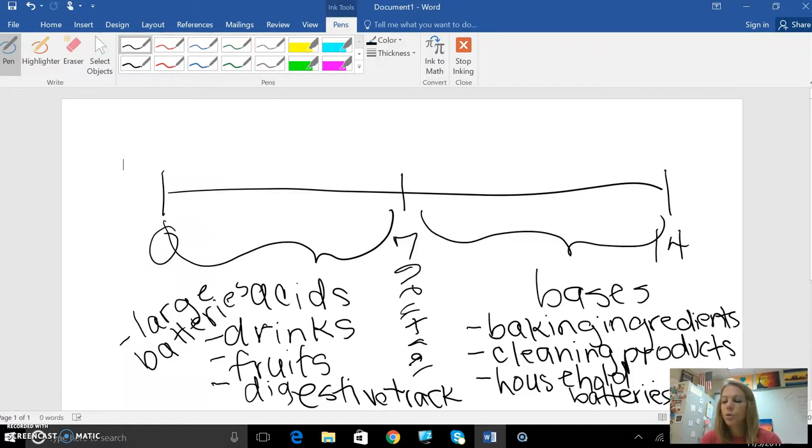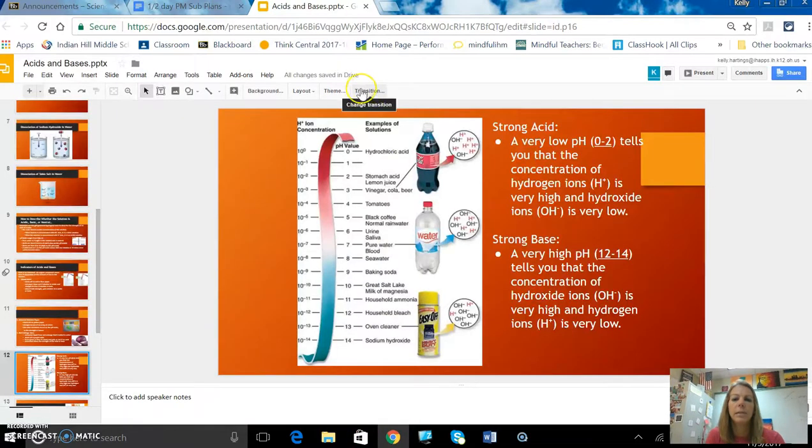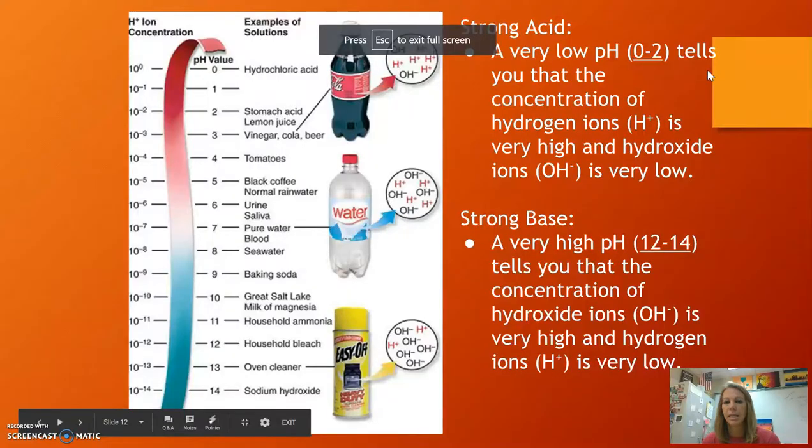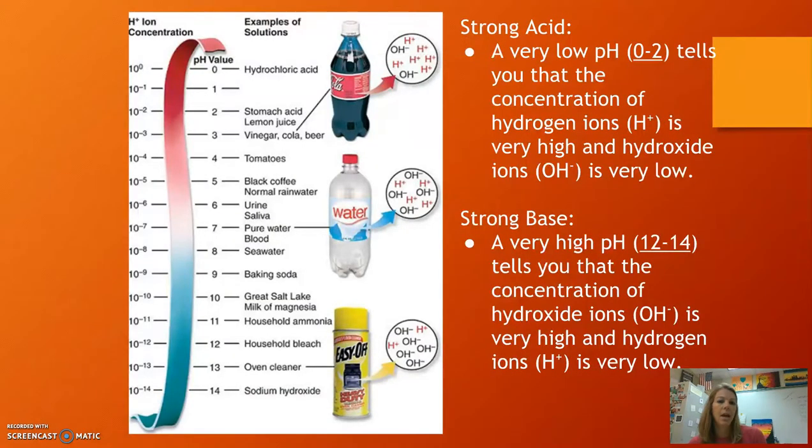All right. Neutral, really the only thing is pure water. However, there are some things that come really close to neutral, so sometimes they're considered neutral, which one of those is blood. Okay. All right, now I'm going to flip back over to the PowerPoint, and this again is in Blackboard under units of study, and we're in the matter unit currently. This just gives some more examples.